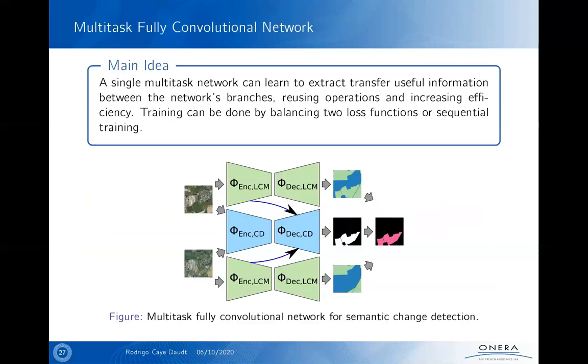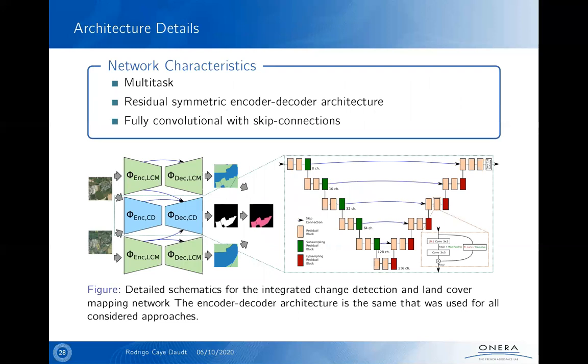But the main idea that was proposed here by me was to use a single multitask network to produce land cover maps and the change map. And then we can combine these predictions to obtain the semantic change detection map. So this network is multitask. It uses residual blocks in an encoder-decoder way. So it's also based on UNet, but it uses residual blocks. And it's also fully convolutional, which is the best approach in this case for semantic segmentation tasks.